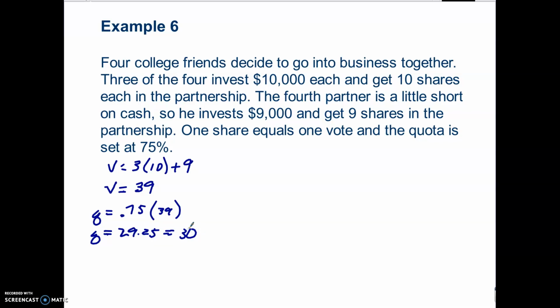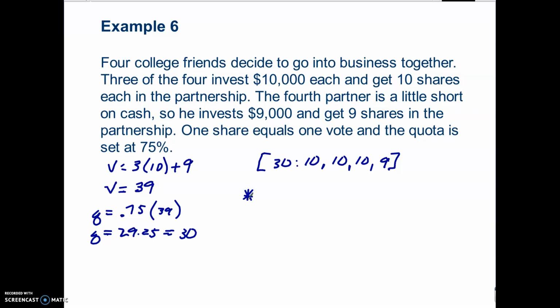So here's what my weighted voting system is going to look like. I have a quota of 30. Player 1 has 10 votes, player 2 has 10 votes, player 3 has 10 votes, and player 4 has 9 votes. So this is what my weighted voting system looks like. Take a look. If I have a quota of 30, it doesn't matter what player 4 does.